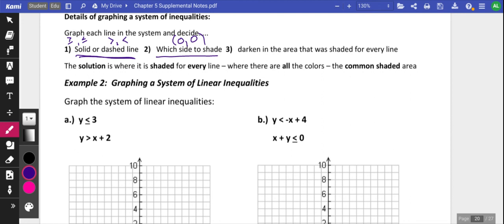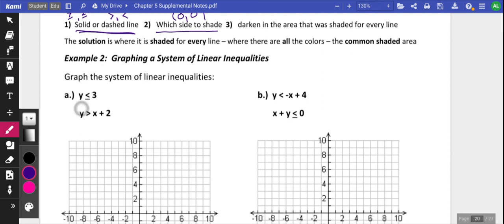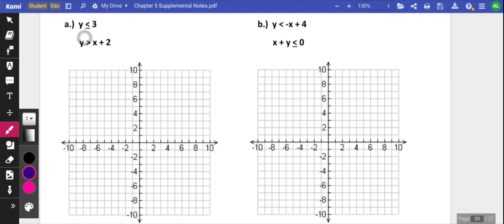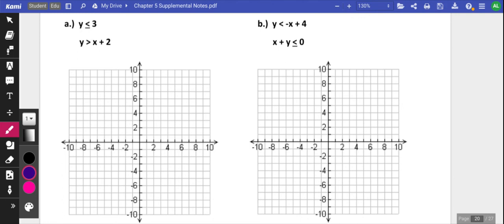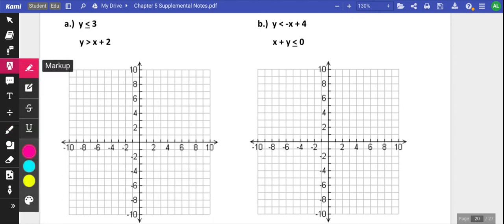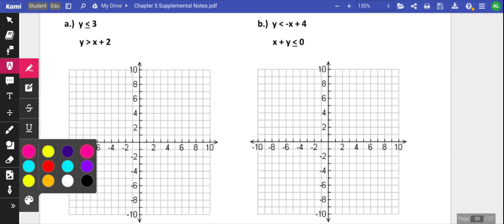The solution is where it's shaded for every line, where all the colors look, so the common shaded area. So basically, where is it shaded for both? Okay, let's go through this first one. y is less than or equal to 3. That'll be our pink one. And then our blue one, let's do y is greater than x plus 2.